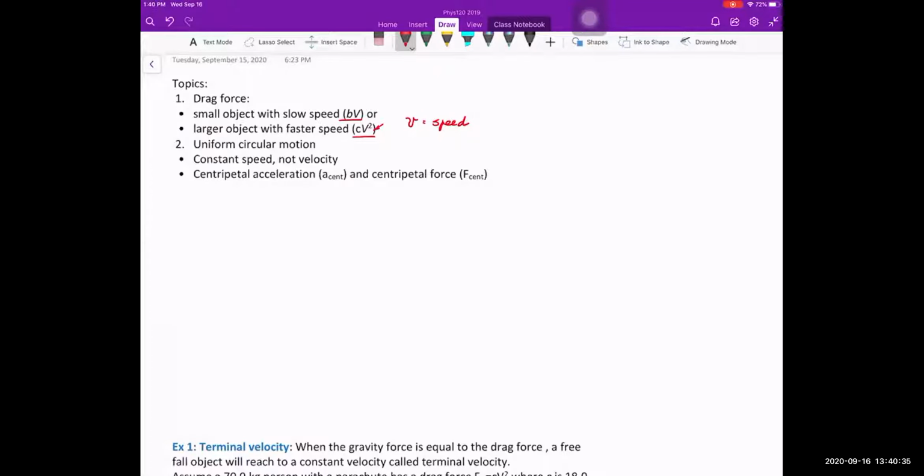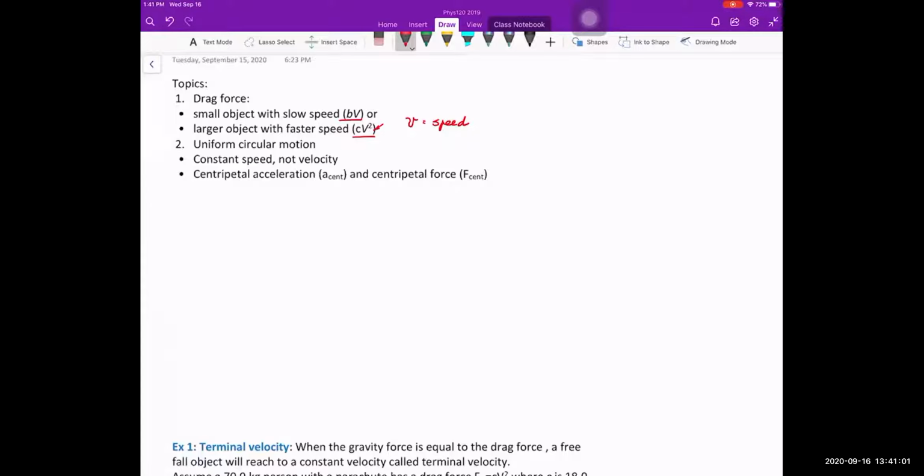Okay, let's look at the second part. The second part, uniform circular motion, is when you have an object moving along a circle. And particularly when you're moving along a circle, it doesn't change its speed. I didn't say velocity, it's speed. The speed, meaning the magnitude, doesn't change.